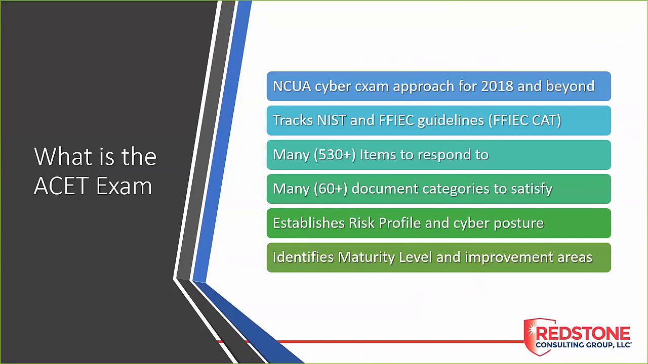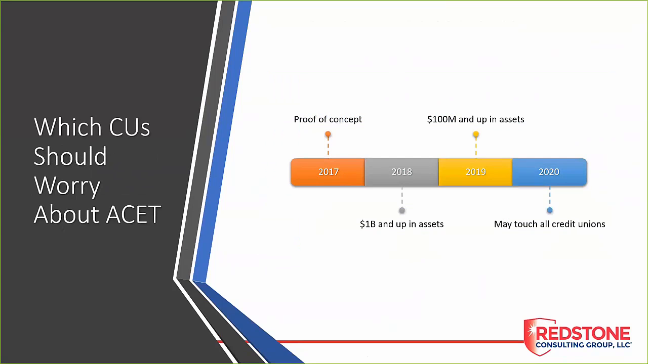The main difference being, one, the purpose is evaluation rather than self-assessment. Two, it calls for extensive documentation to substantiate answers. If you go through the entire domain maturity level, there are over 530 items that need to be responded to and over 60 document categories. A category, not just a document, where you may have multiple documents that are needed to satisfy the request. When you're done, it pretty much sets up what your risk profile is and your cyber posture, identifies your maturity level, and will show areas for improvement in cybersecurity.